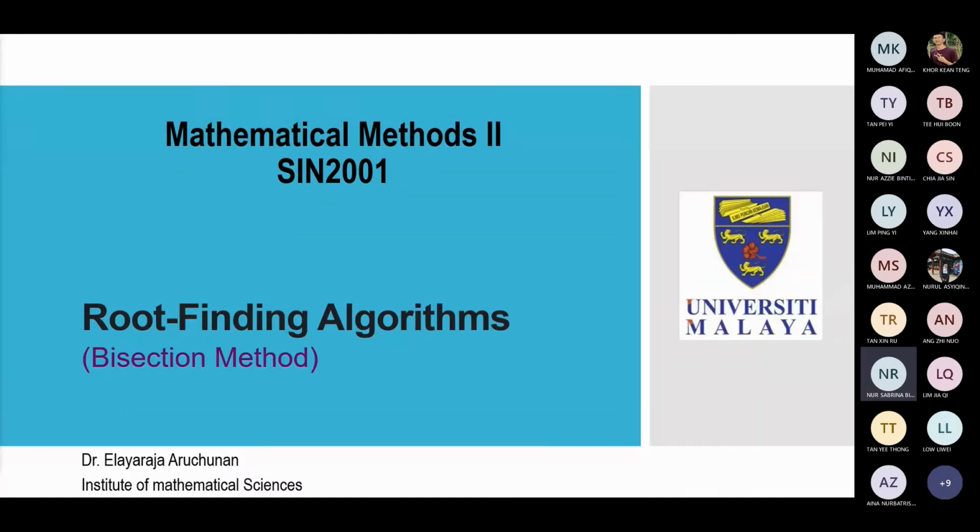But when we consider a high order scheme, as I said earlier, the calculation will be more complex, but the beauty is it converges very fast. With just 2, 3, 4 or 5 iterations, you get an accurate solution. Okay, that's the difference. Now today we're going to discuss the bisection method.